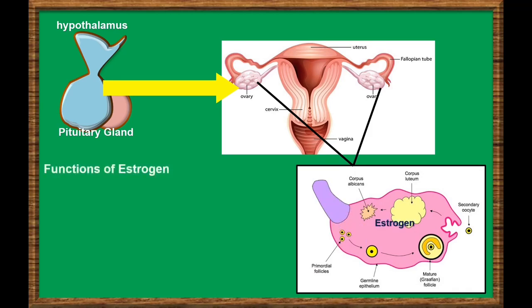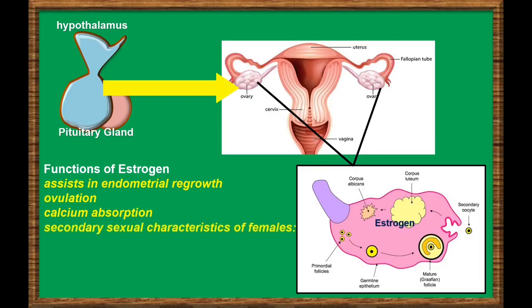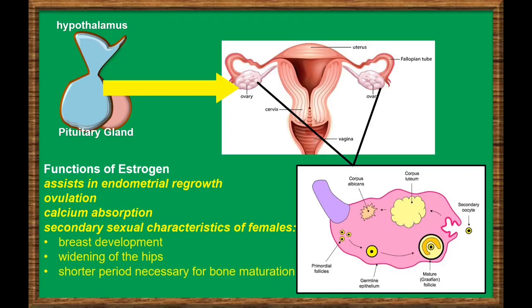Estrogen is the reproductive hormone in females that assists in endometrial regrowth, ovulation, and calcium absorption. It is also responsible for the secondary sexual characteristics of females. These include breast development, flaring of the hips, and a shorter period necessary for bone maturation.